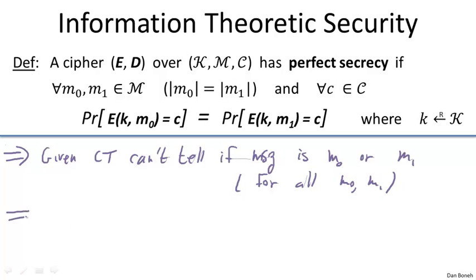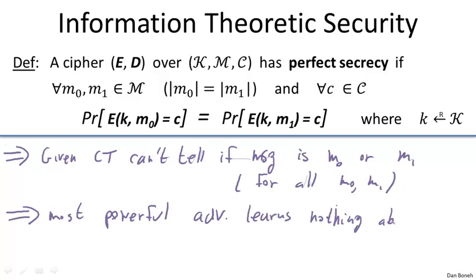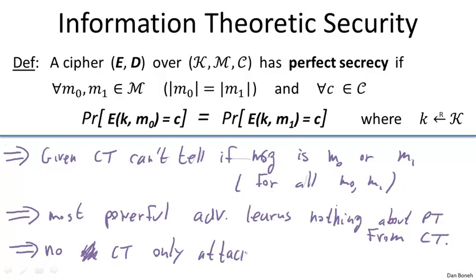What this means is that if you're encrypting messages with a one-time pad, then the most powerful adversary, I don't care how smart you are, learns nothing about the plaintext from the ciphertext. To say it in one more way, basically what this proves is that there's no ciphertext-only attack on a cipher that has perfect secrecy. Now, ciphertext-only attacks actually aren't the only attacks possible, and other attacks may be possible.